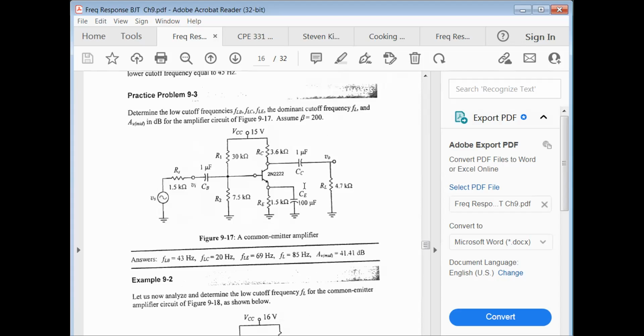So here's a practice problem here. I think I assigned this to you already, haven't I? 9.93. Yes, sir. Okay, good.